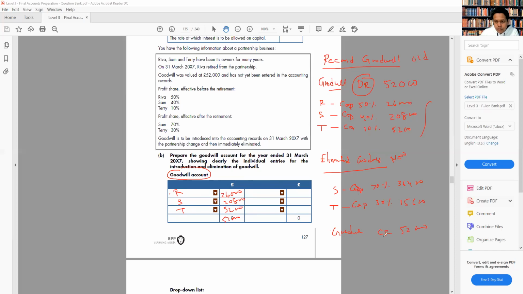And now goodwill is a credit. So on the credit side, when I eliminate, I have Sam and Terry, 36,400 and 15,600. That is also 52,000. And the goodwill account has no balance because both are equal, no balance. So that's how we have to record the goodwill and eliminate the goodwill. If you can remember the journal, the debit and credit, your life will be easy.